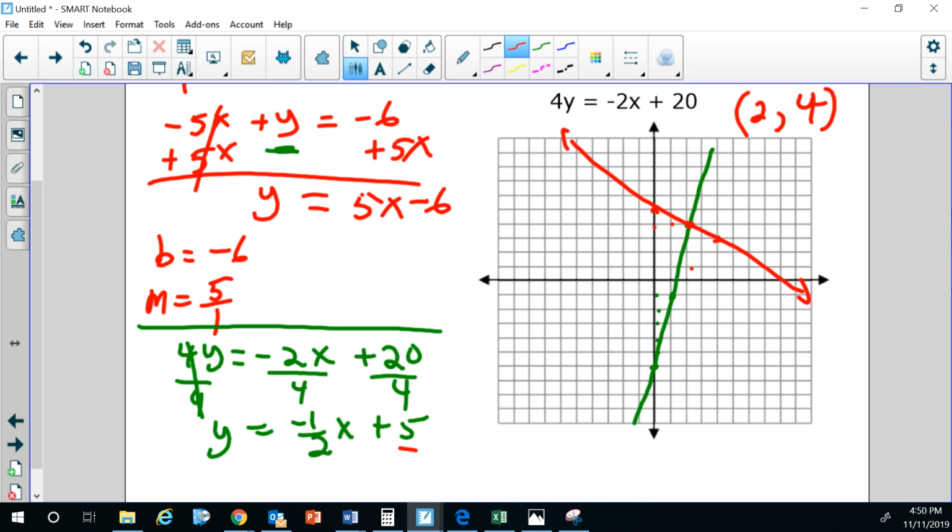So the key to this is put your equation into the slope-intercept form, which is y is equal to mx plus b. Get your y-intercept, which is going to be the starting point on the y-axis, and your slope, which will give you rise over run.